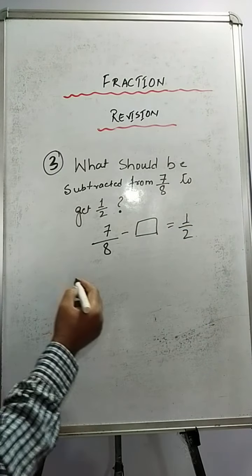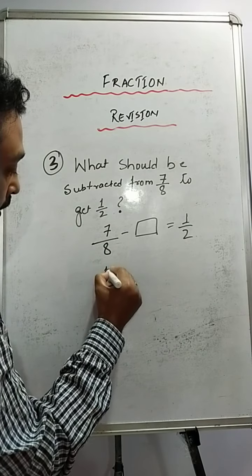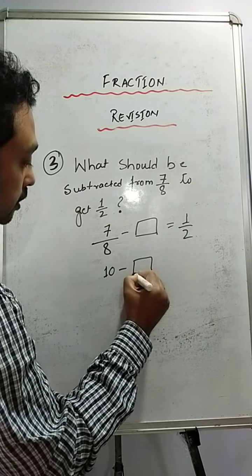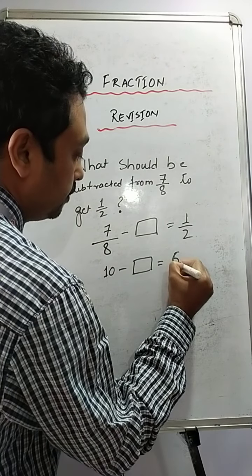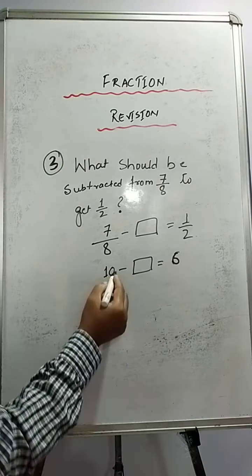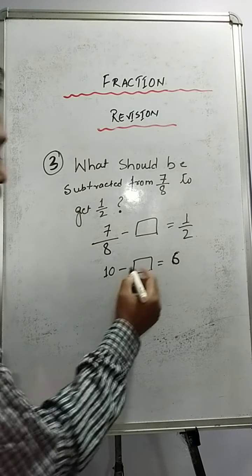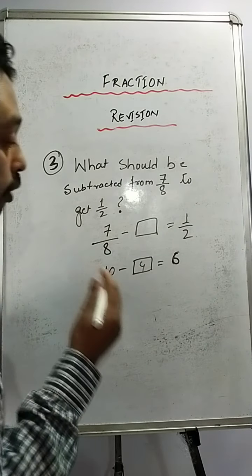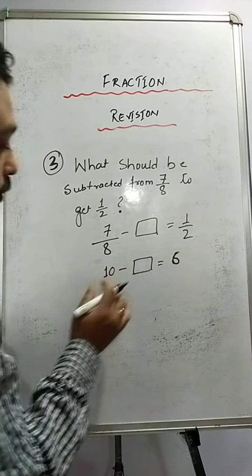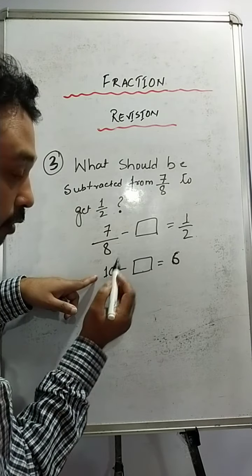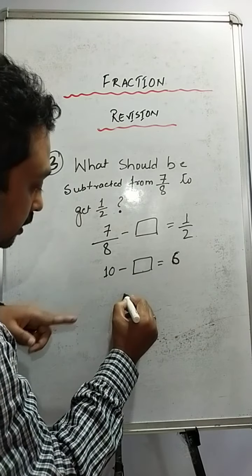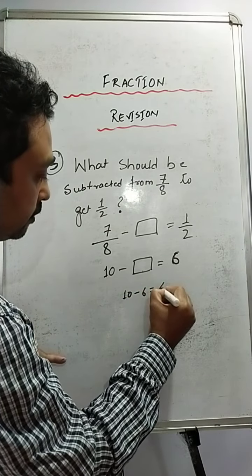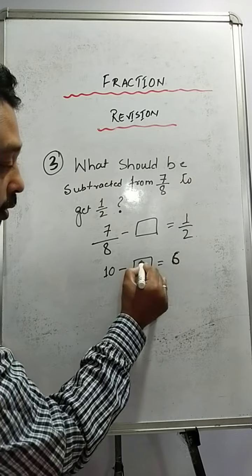Let's understand this with a very simple example. That is 10 minus what is 6? You will say, sir, 4. Now how are you getting 4? In this way, we have to subtract 6 from 10, that is 10 minus 6. We are getting 4. So this is how you get the required answer.